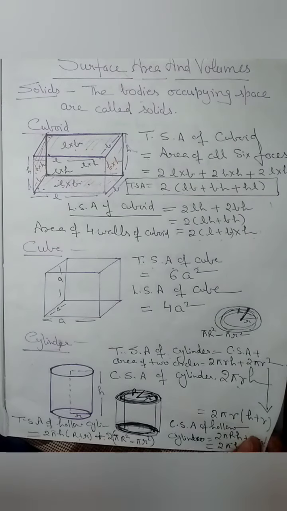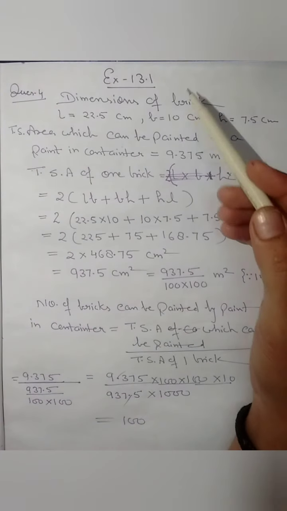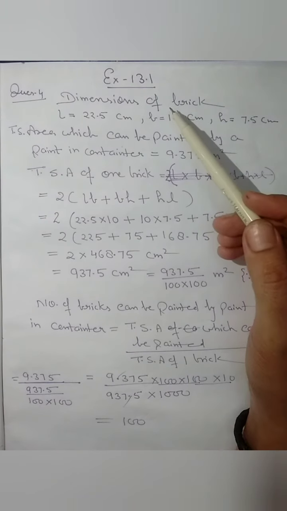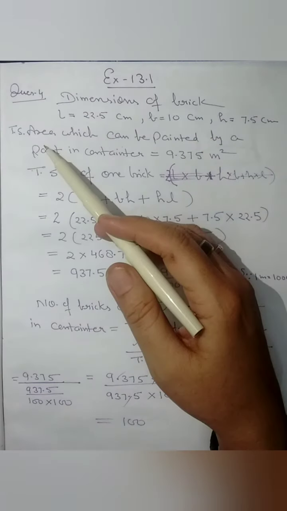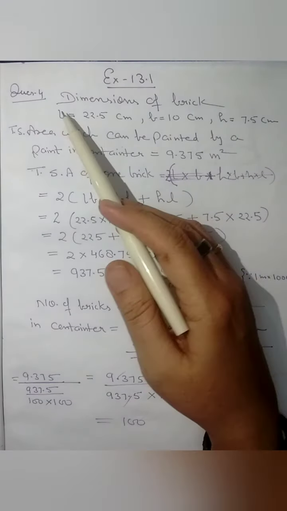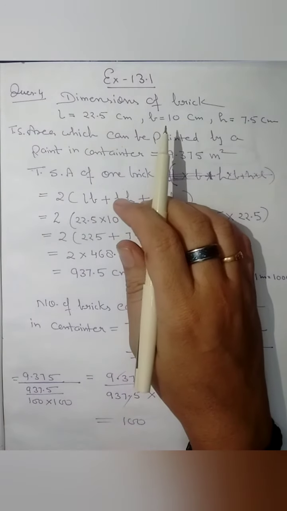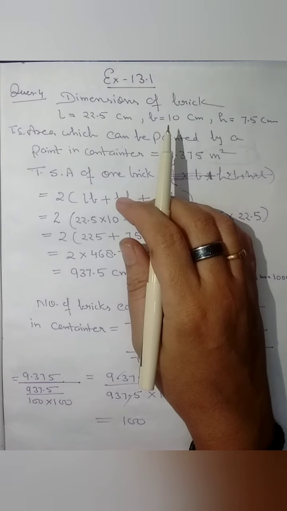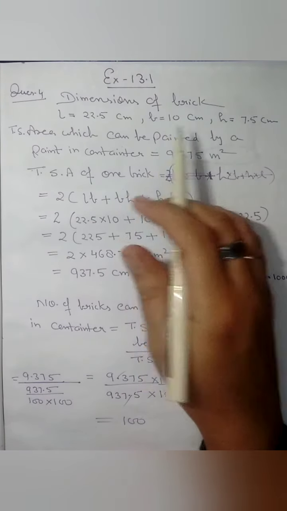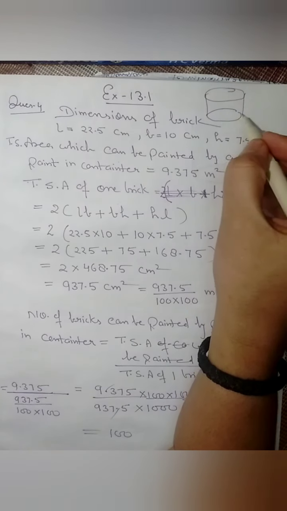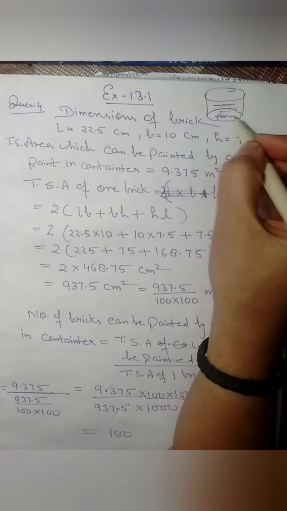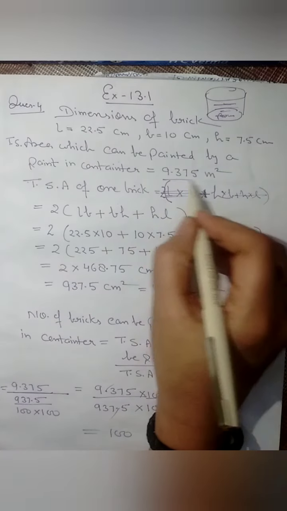Now we will take some examples. Question number 4 of exercise 13.1 from NCERT book. The paint in a certain container is sufficient to paint an area equal to 9.375 meters square. How many bricks of dimension 22.5 centimeter length, 10 centimeter breadth and height 7.5 centimeter can be painted out of this container? Means what they want to say is, there is a container.